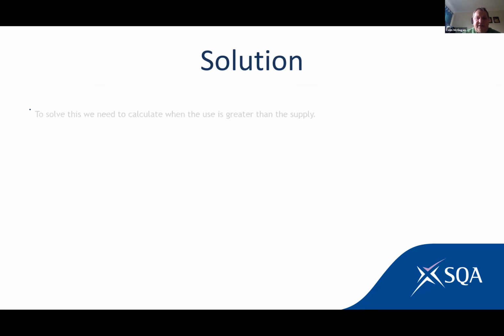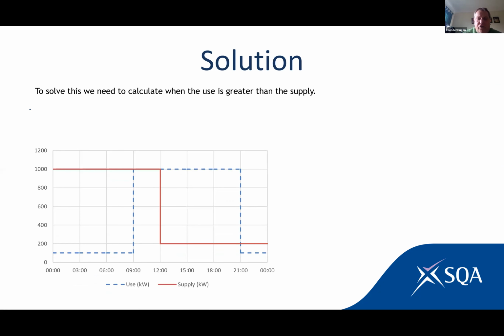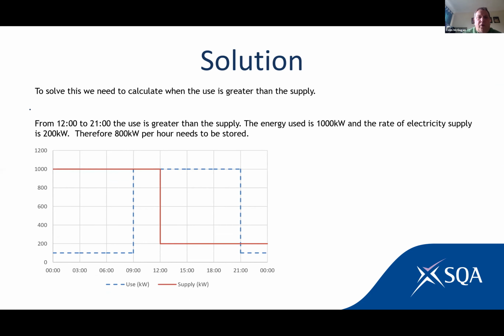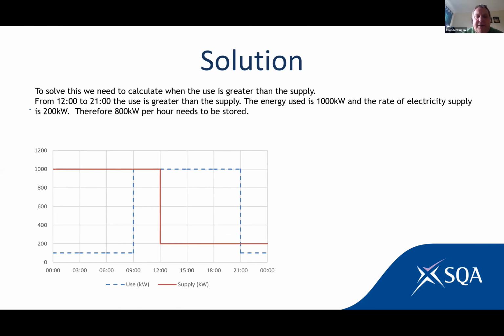Well, to get the answer for this, all we need to do is calculate when the use is greater than the supply. So again, the use is still given by the blue dotted line. The supply is given by the orange line. So what we're looking for here is the bit where the blue line is above the orange line. So from midday till 9 at night, the use is greater than the supply. The energy used is 1,000 and the rate of electricity supply is 200. Therefore, 800 kilowatts per hour needs to be stored. So the calculation now for this is simply 9 hours times 800 per hour means that we've got to store 7,200 kilowatts.